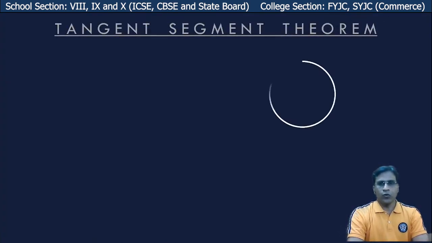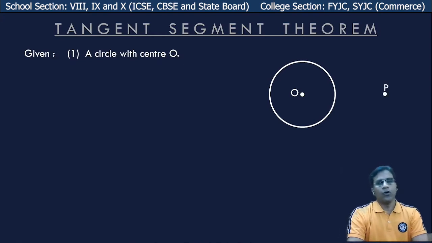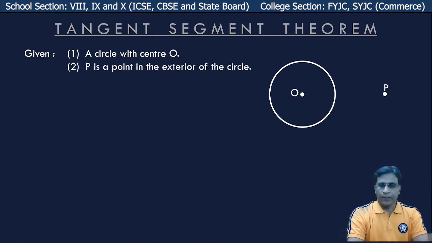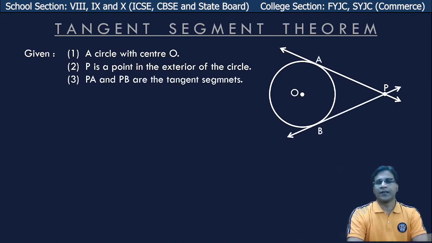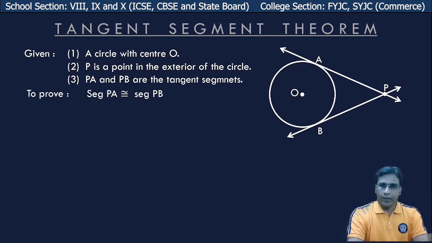First, it is given to us that we have a circle with a center O. Then we have an external point P which is lying outside the circle. So point P is in the exterior of the circle. Then we draw tangents from point P to the circle. So PA and PB are nothing else but our tangent segments. As a result, we need to prove segment PA congruent to segment PB. Now see, whenever we have to prove two things congruent, we need the help of triangles. To get triangles, there is a small construction.